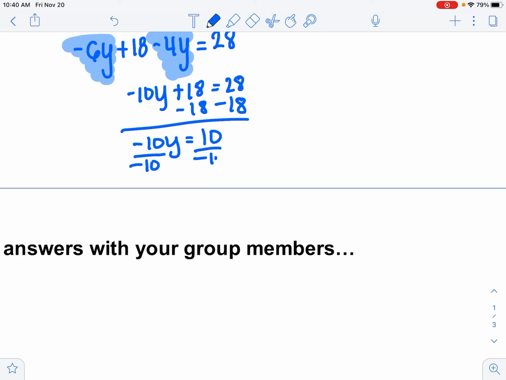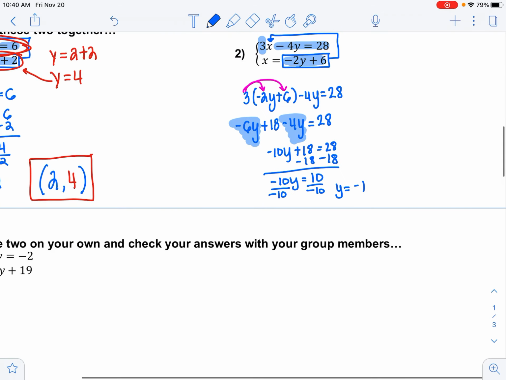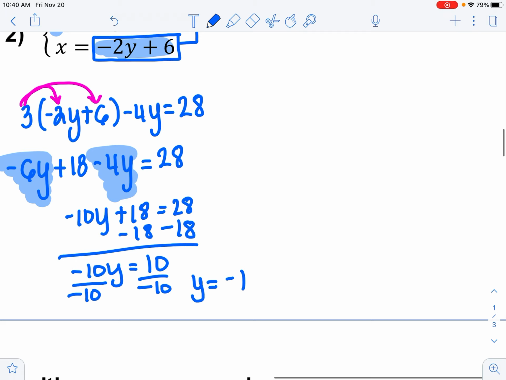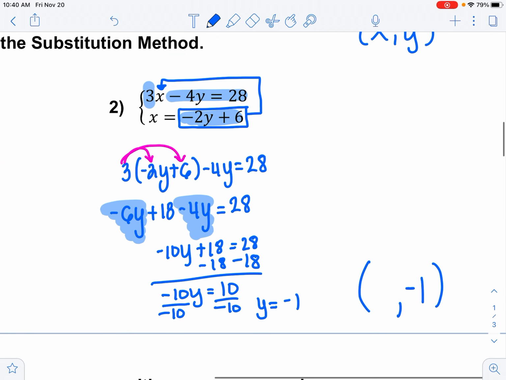And I have negative 10y is equal to 10. Finally, I'll divide both sides by negative 10, and I have y is equal to negative 1. So now I have the y value, and I just need the x value. So I'm going to start to write my ordered pair. Remember, I found the y value is negative 1, and now I need the x value.